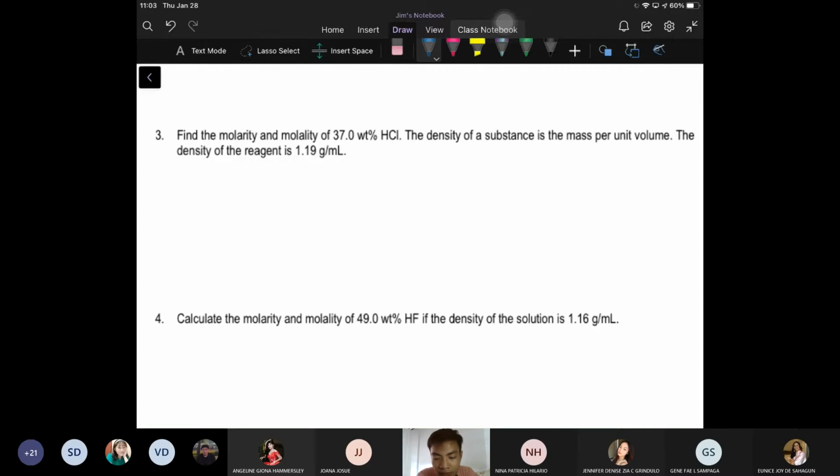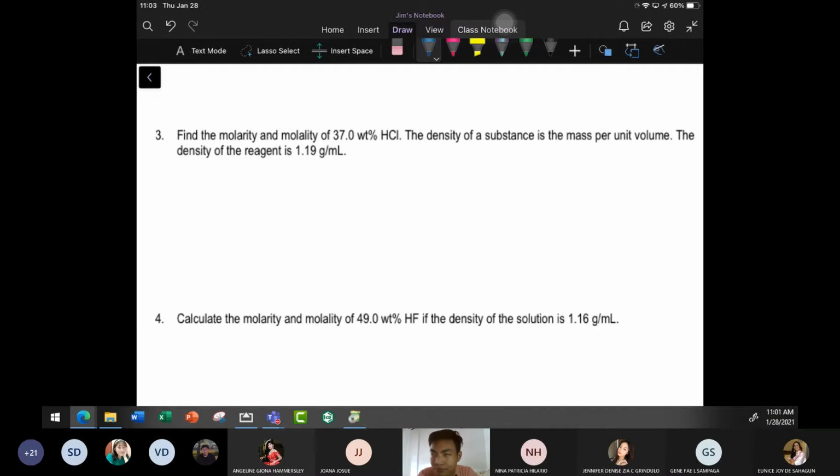So question, find the molarity of 37% weight of HCl. The density of a substance is the mass per unit volume. The density of the reagent is 1.19 grams per ml. Okay. So, paano to? Binigay lang sa atin, percent by weight, and hinahanap ay molarity. Okay? So, that means we are going to convert one concentration unit to another. From one concentration unit to another. Okay? So, is that possible?